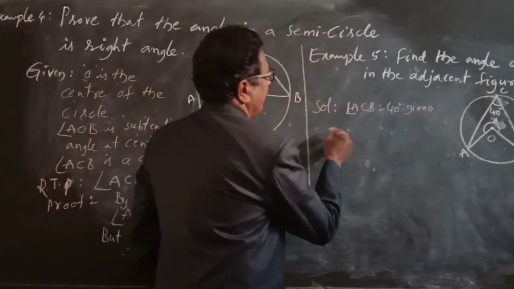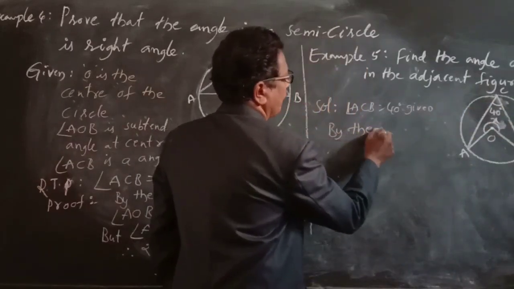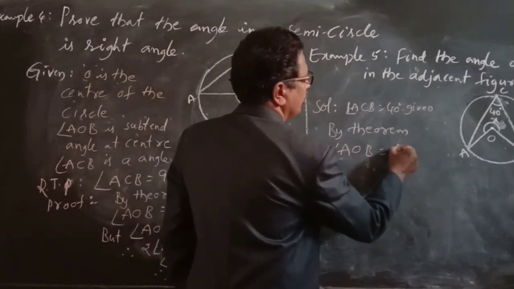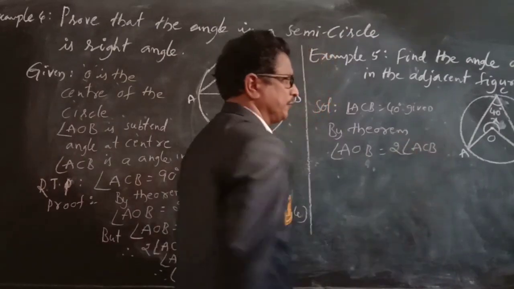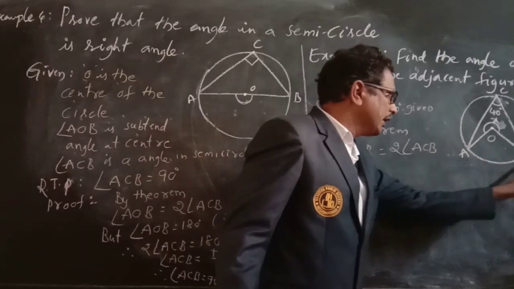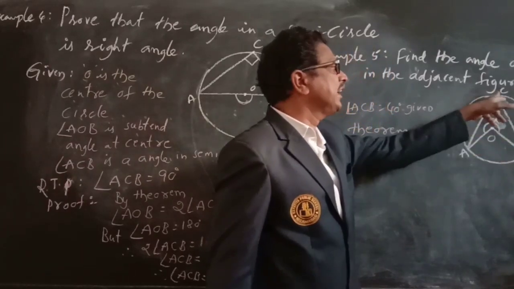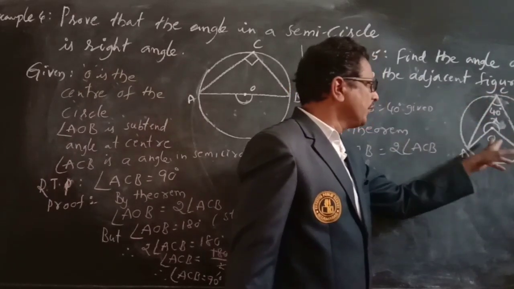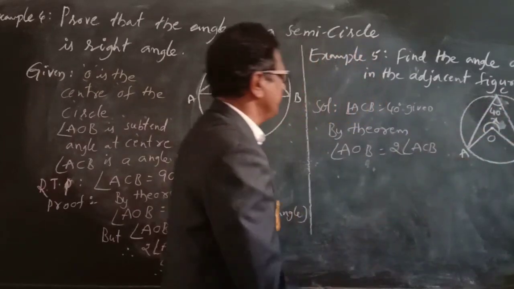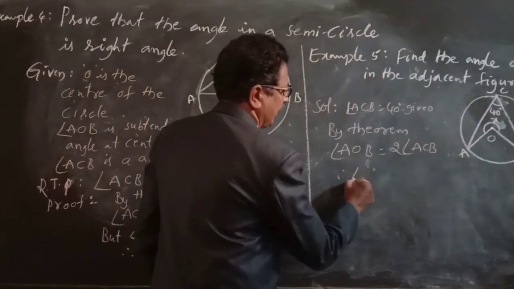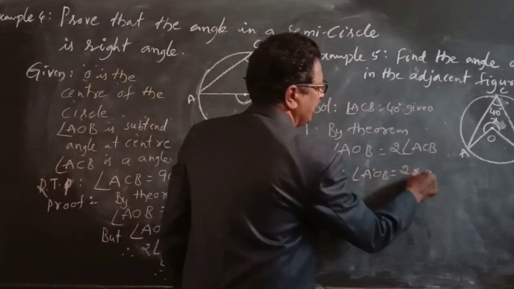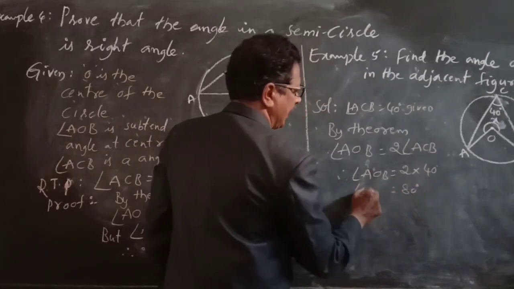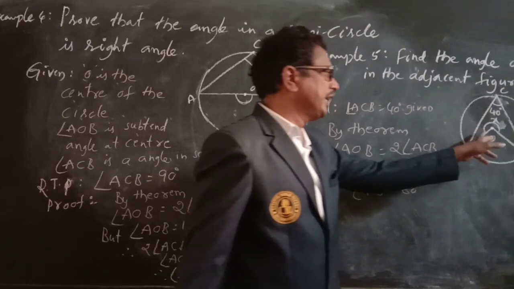But here by the theorem, angle AOB equals 2 angle ACB. The angle subtended by an arc at the center is twice the angle subtended by it at any point. Therefore, angle AOB is equal to 2 into angle ACB, which is 2 into 40. Then it is equal to 80 degrees. Angle AOB is equal to 80 degrees.